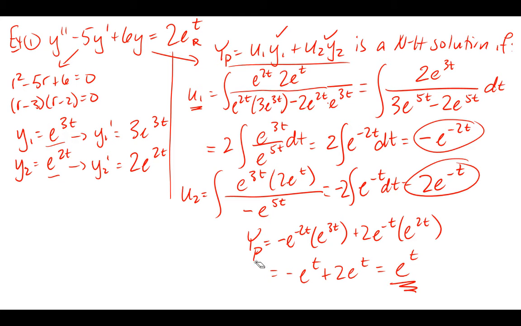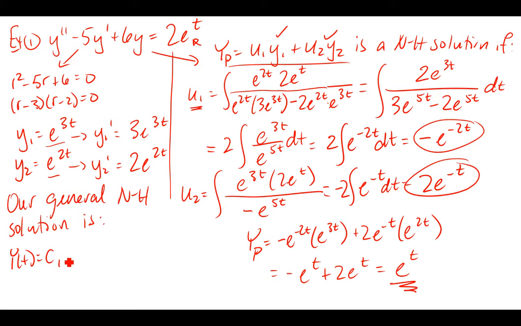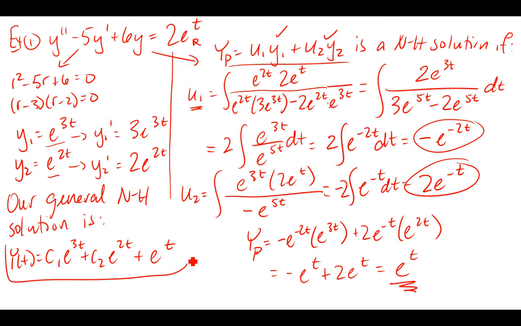Okay, so as usual, here in our lower left corner, we will put our summary and say our general non-homogeneous solution is big Y. So C1 Y1, C2 Y2, plus our one non-homogeneous solution, this guy over here.